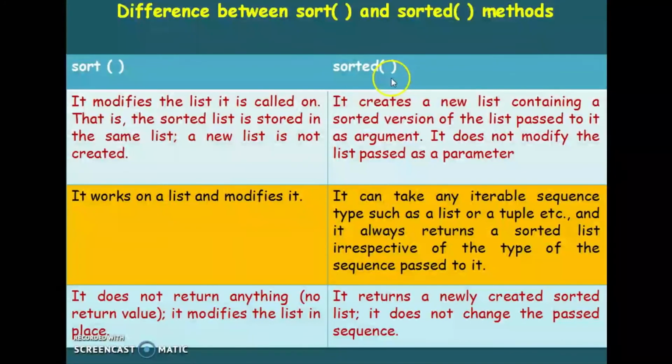But the sorted function creates a new list containing a sorted version of the list passed to it as an argument. It will create a new list. It does not modify the list passed as a parameter. Okay.